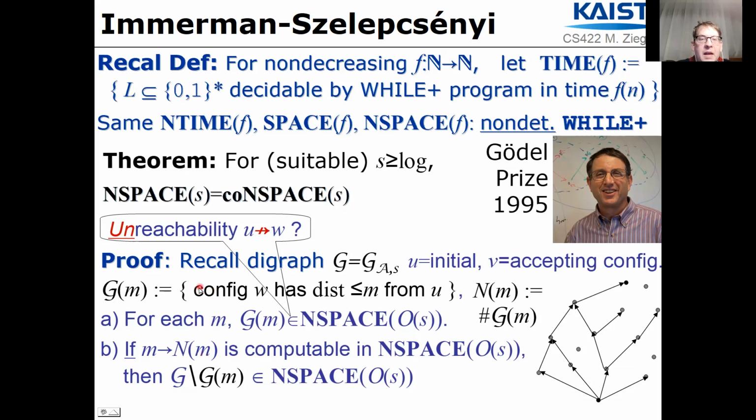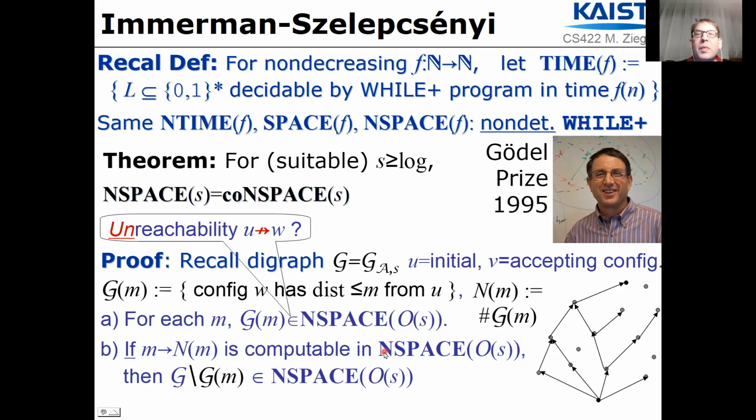As I said, the configuration graph itself will in general be exponential in S. So also this number will be at most exponential in S, but its binary length is linear in S, right? So the value is exponential, but the binary length is at most linear. And thus storing or outputting that number is no problem to do in that memory bound. That's one first observation.